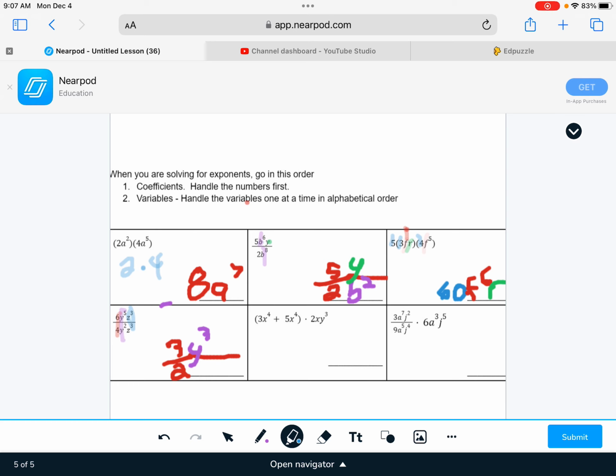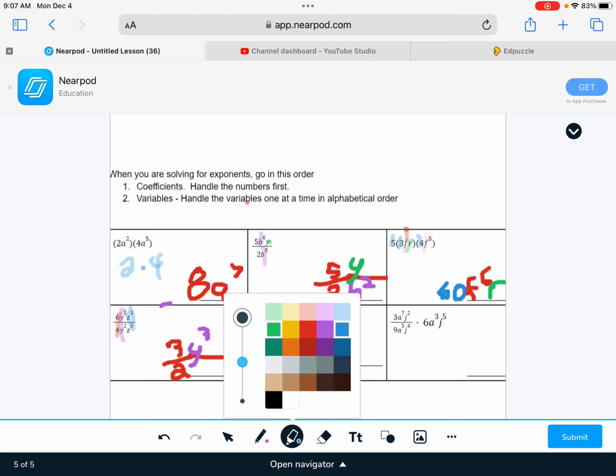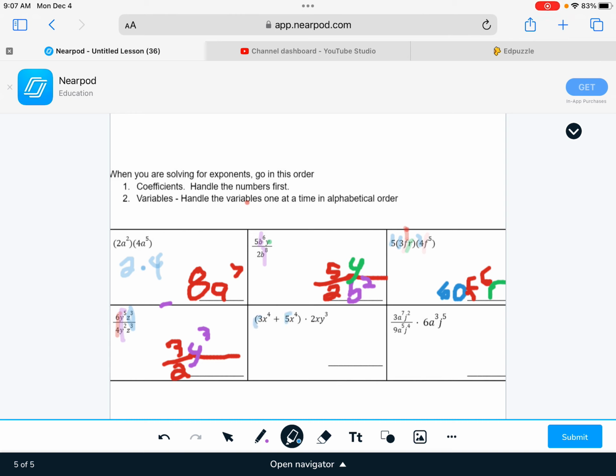Now, I got more multiplication going on over here on the next one, all right? Once again, I'm going to start by looking at my coefficients, the numbers that are in front: 3, 5, and 2. Hang on half a second here. You see, those are being added.